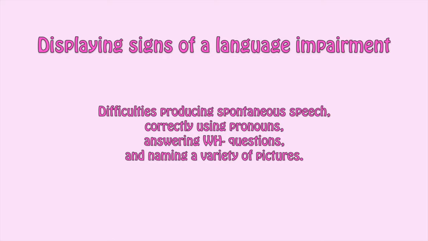Kelly is presently displaying signs of a language impairment. According to her teachers, she has difficulty producing spontaneous speech, correctly using pronouns, answering WH questions, and naming a variety of pictures. Her speech is intelligible 95% of the time, and she articulates sounds correctly. Her teachers are concerned that her grammatical errors affect her academic performance and social interactions. For example, she says, "him bag next to me" instead of "his bag is next to me." They worry that her reading and writing skills are negatively impacted by this miscomprehension.